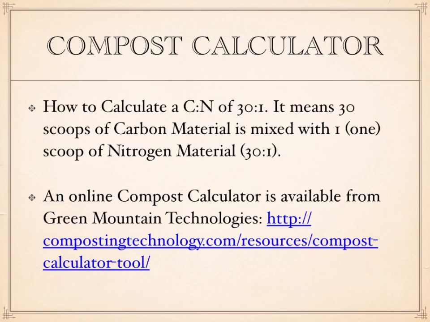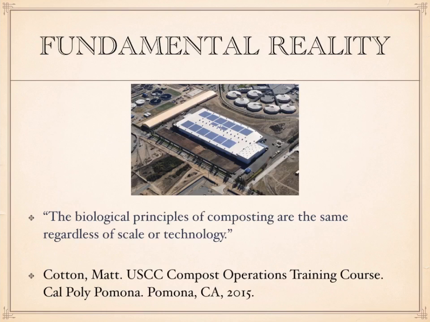A compost calculator is helpful to calculate the C:N ratio. A C:N of 30 to 1 means 30 scoops of carbon material is mixed with 1 scoop of nitrogen material. An online compost calculator tool is available from Green Mountain Technologies.